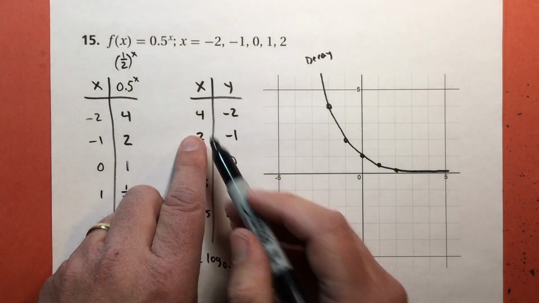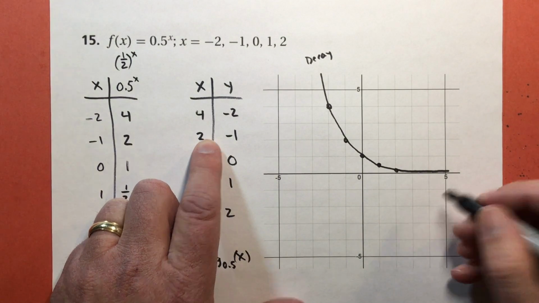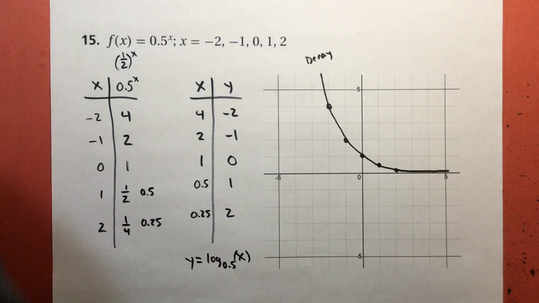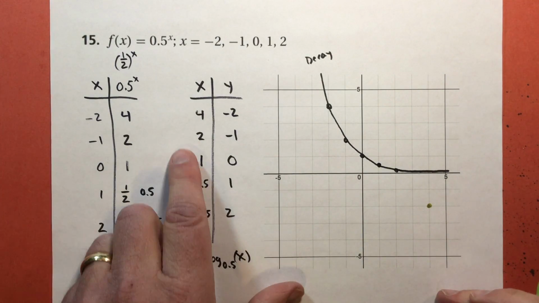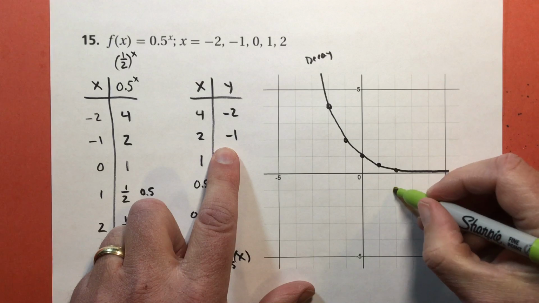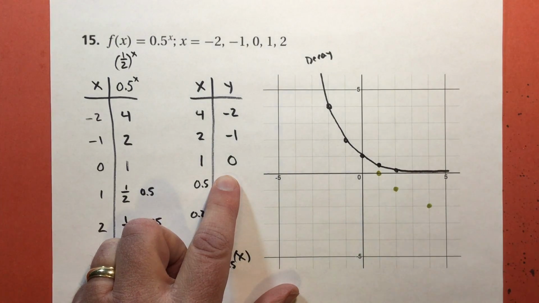So let's graph this. (4, -2) means I go 1, 2, 3, 4, and down 2. And actually, just to make it easy, I'm going to switch colors. (4, -2) is right here. (2, -1) is right here. (1, 0) is right here.